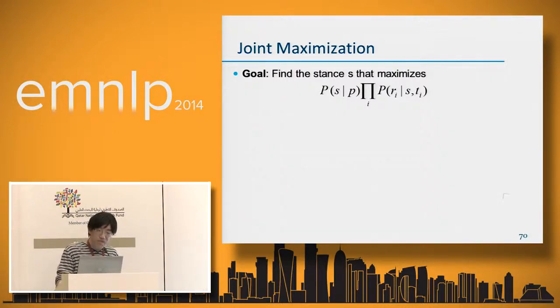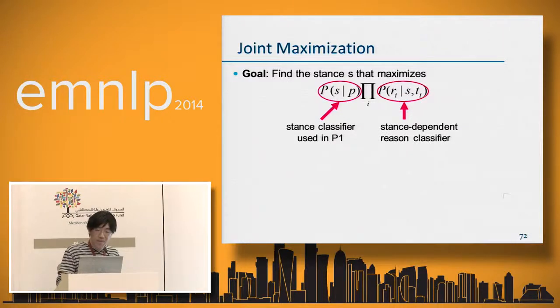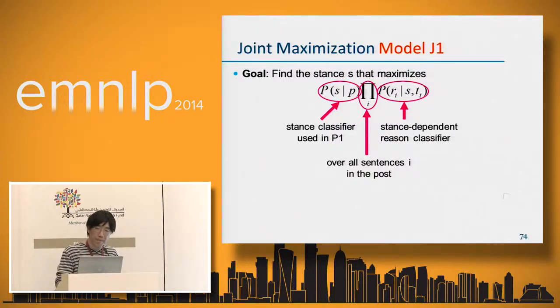To do so, we find the stance S that maximizes this particular probability. If you remember, this is a probability that is provided by the stance classifier that is used in pipeline system P1. And this probability is provided by the stance-dependent reason classifier. And this product is over all the sentences in the post under consideration. And we call this joint maximization system J1.